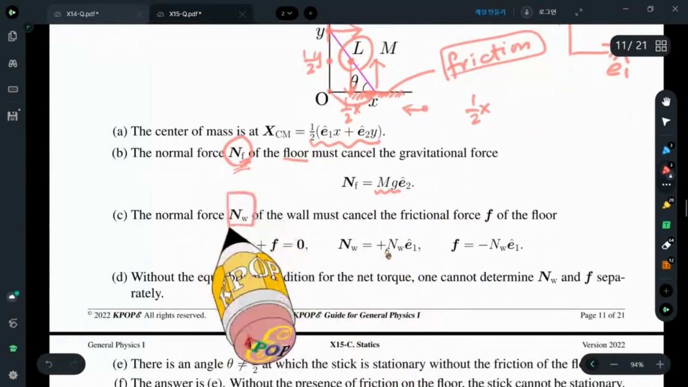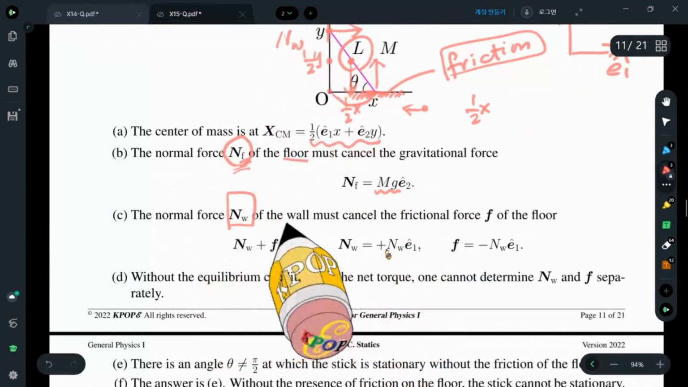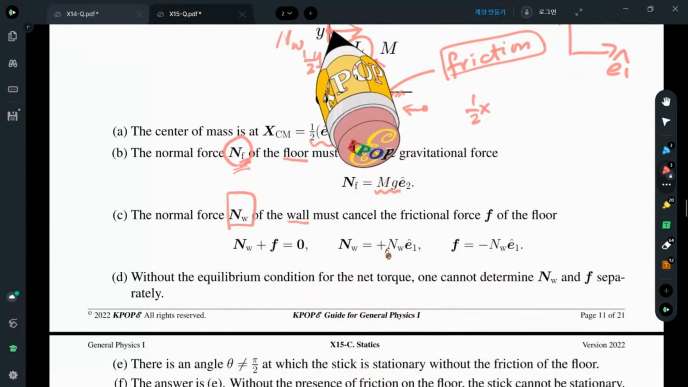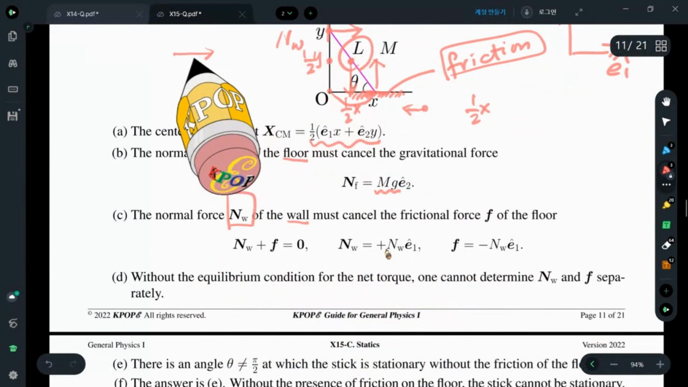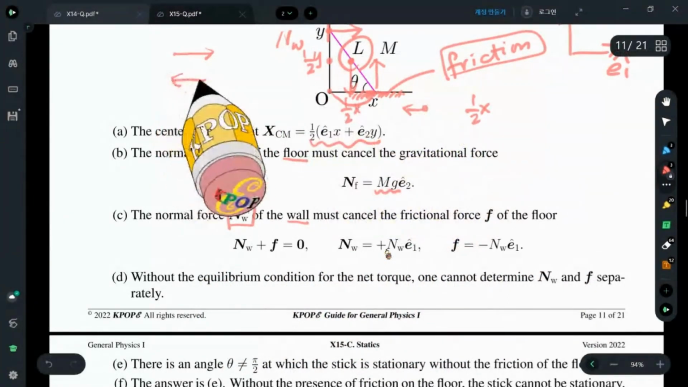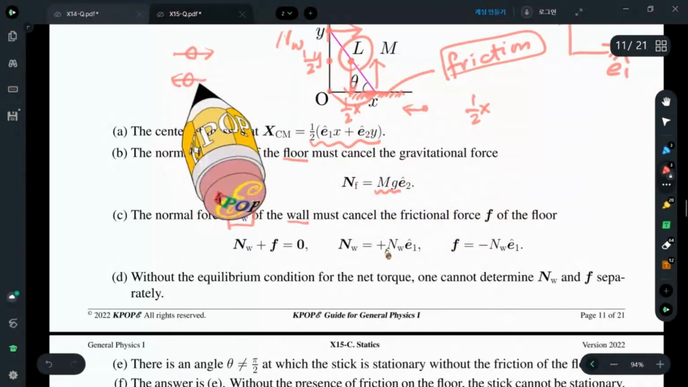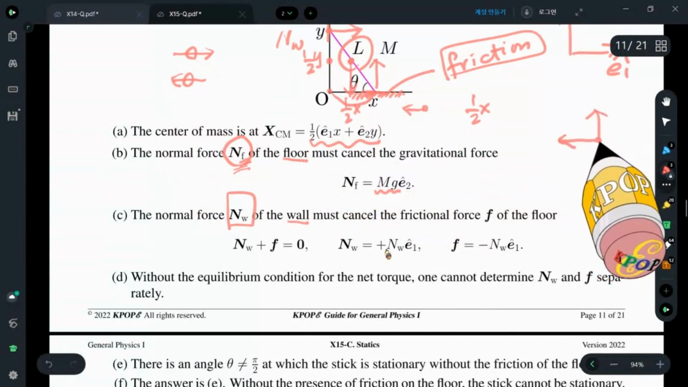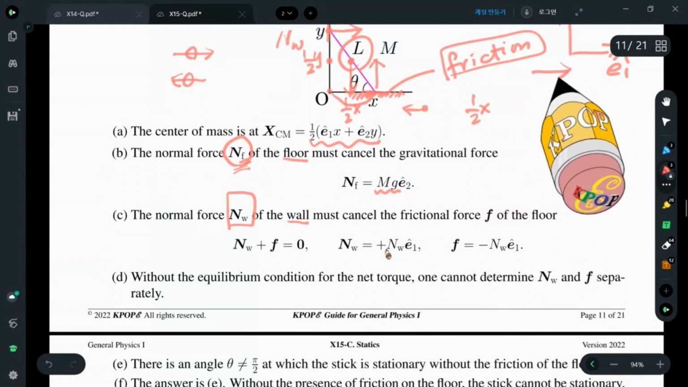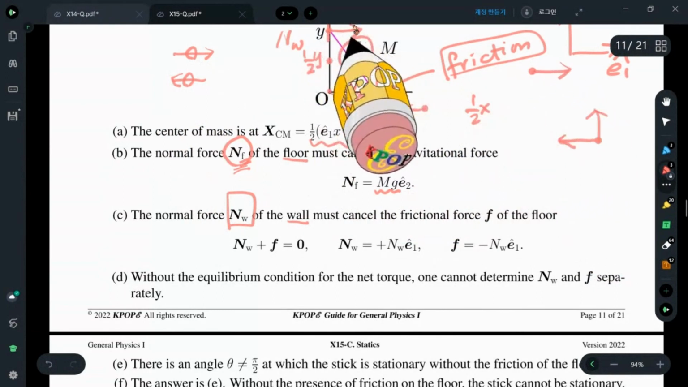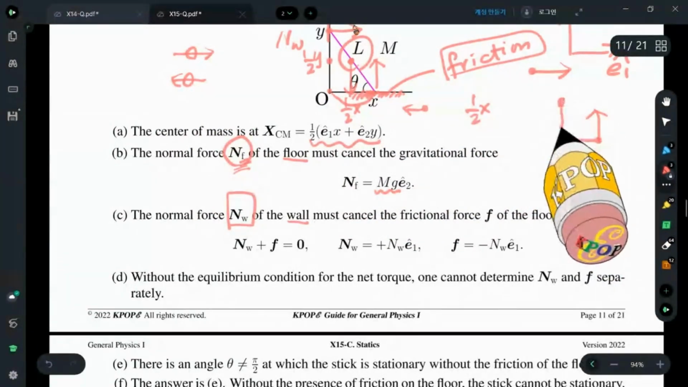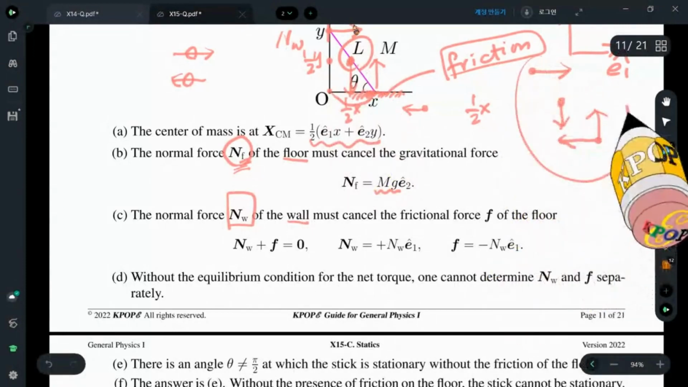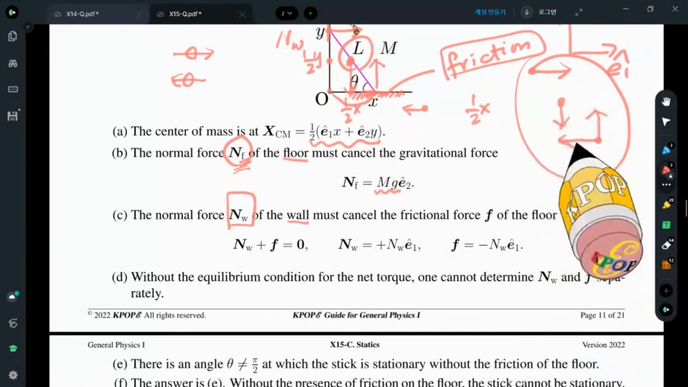Normal force of the wall, W means wall, must cancel the frictional force F of the floor. Because the normal force can apply to the right direction only, the frictional force must cancel, and that must be the same in magnitude but opposite direction. So there is a normal force on the floor, frictional force on the floor, and this horizontal force that is a normal force from the wall, and there's a gravitational force applied to the center of mass of the stick. This is the whole applied forces, 1, 2, 3, 4 forces.